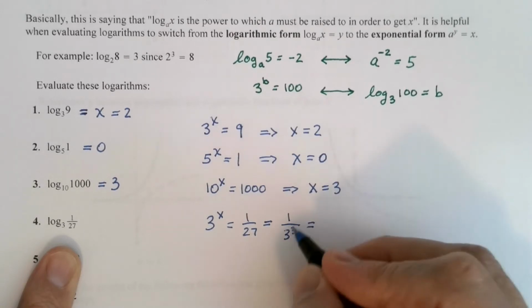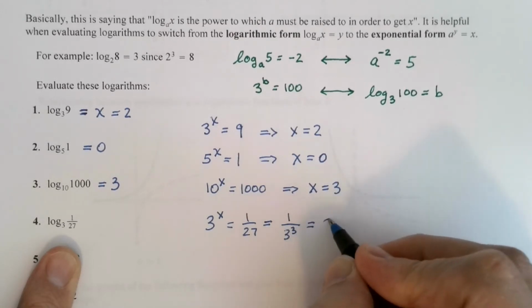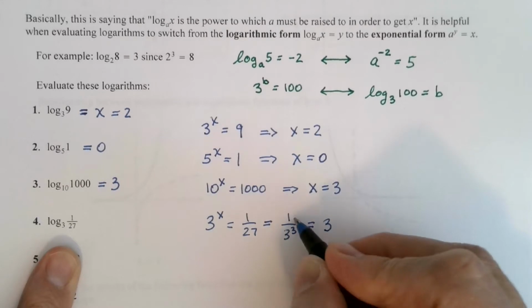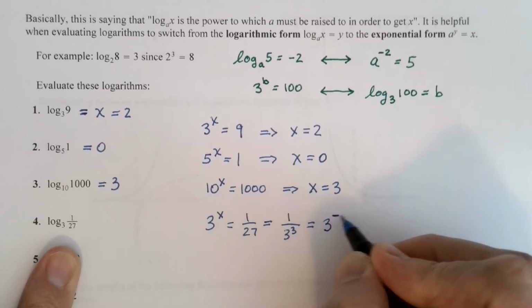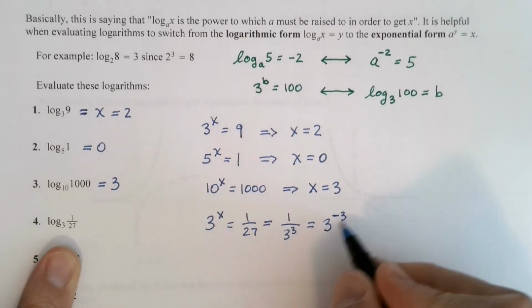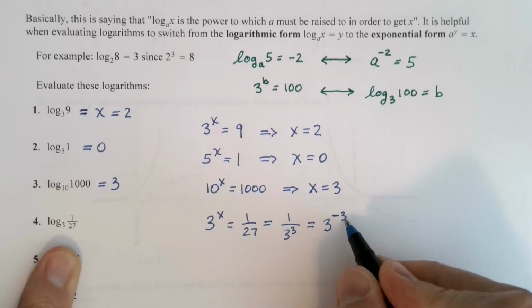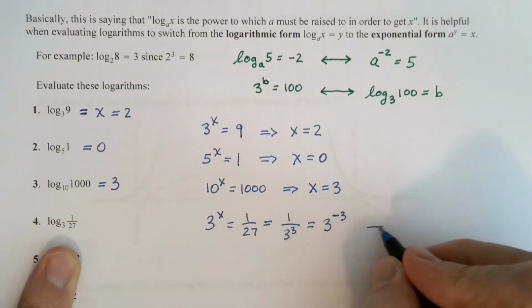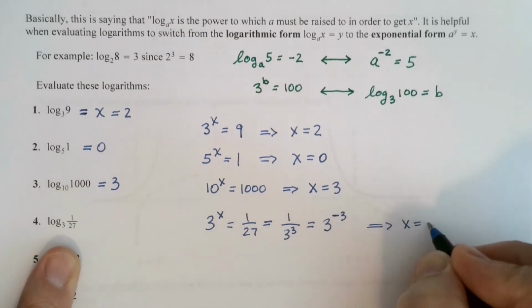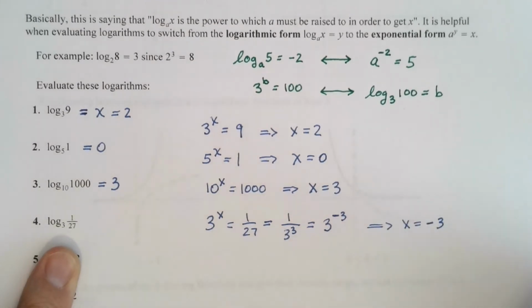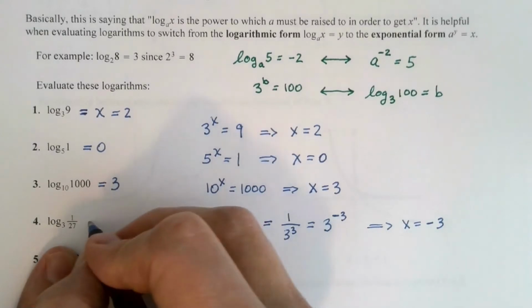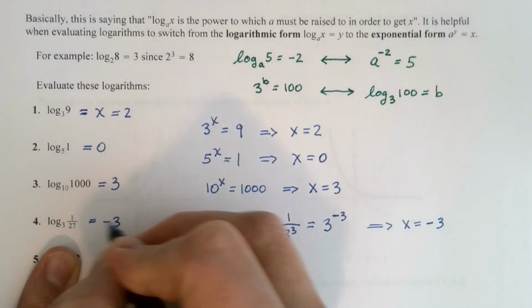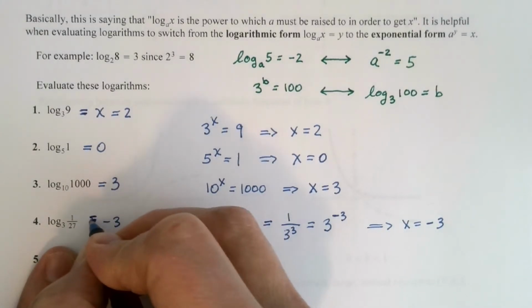But 1 divided by 3 cubed is 3 to what power? What do we do when we have a reciprocal here? Negative exponent, right? 3 to the negative 3 power is 1 divided by 3 cubed, which is 1/27th. So this tells me that the value of x is negative 3. So we can have negative exponents, remember? So 3 to the negative 3 power is 1/27.